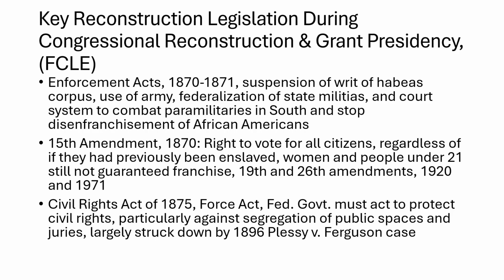And then there's the Civil Rights Act of 1875. It's sometimes known as the Force Act. It allows, or rather mandates, that the federal government must act to protect civil rights, particularly against segregation of public spaces and African Americans not being allowed onto juries. It's very important to have people from the area be on the jury, not just one group of people. And the Civil Rights Act of 1875 was largely struck down by the 1896 Plessy v. Ferguson case, which will be discussed soon.